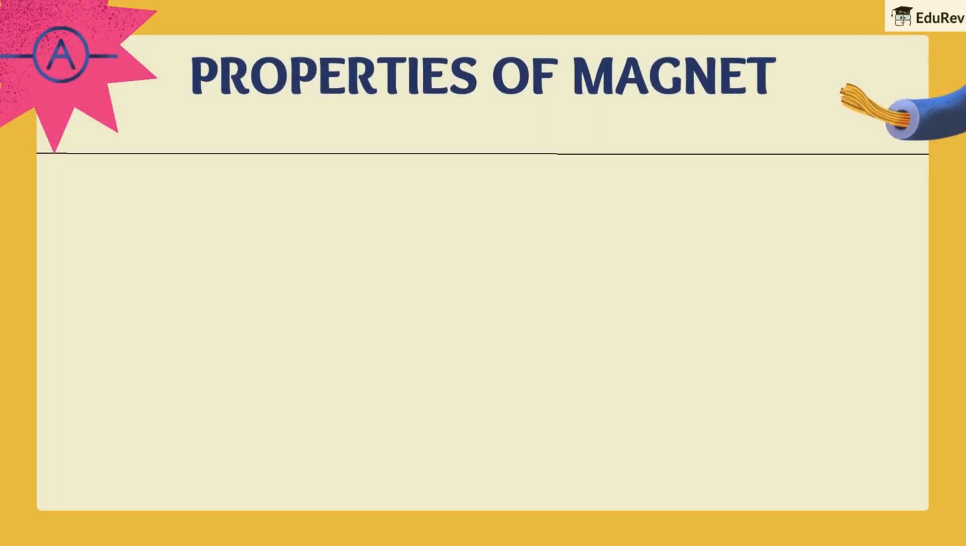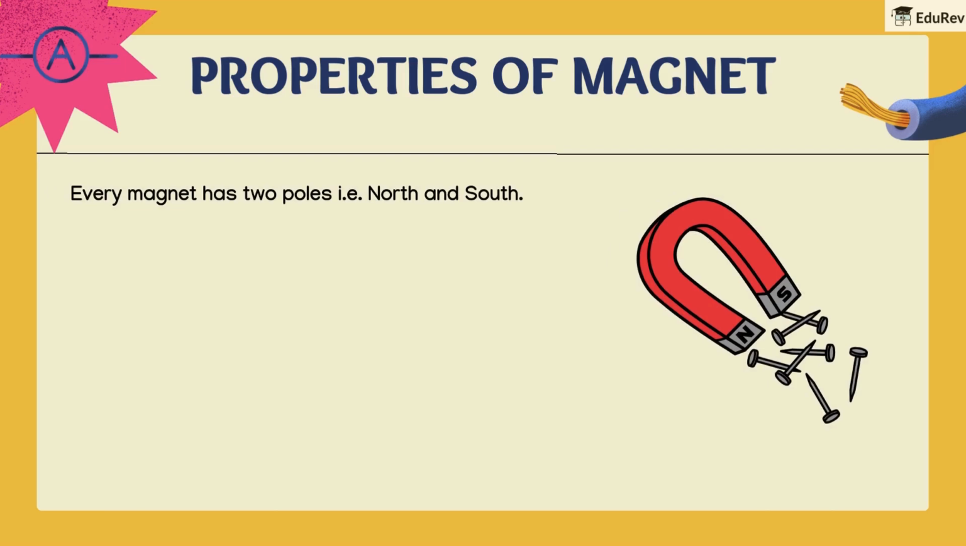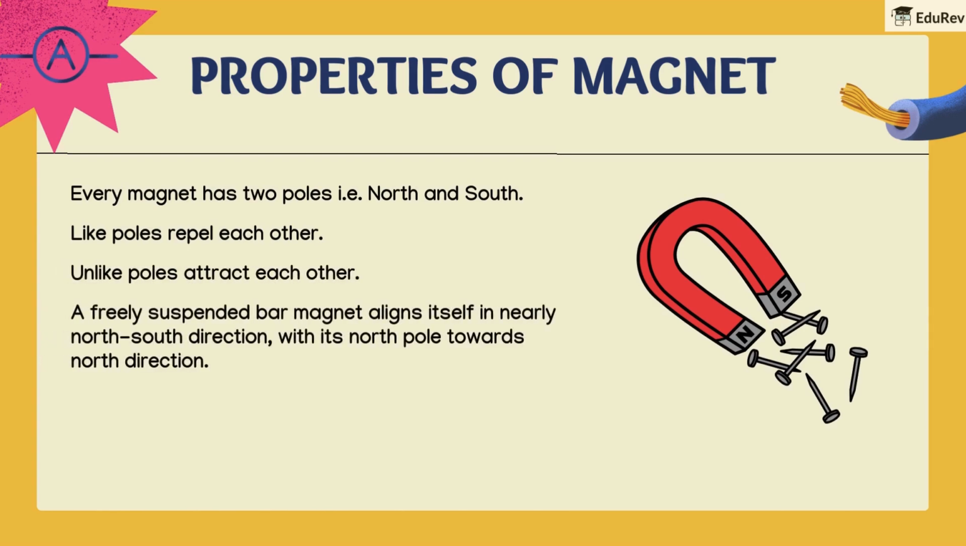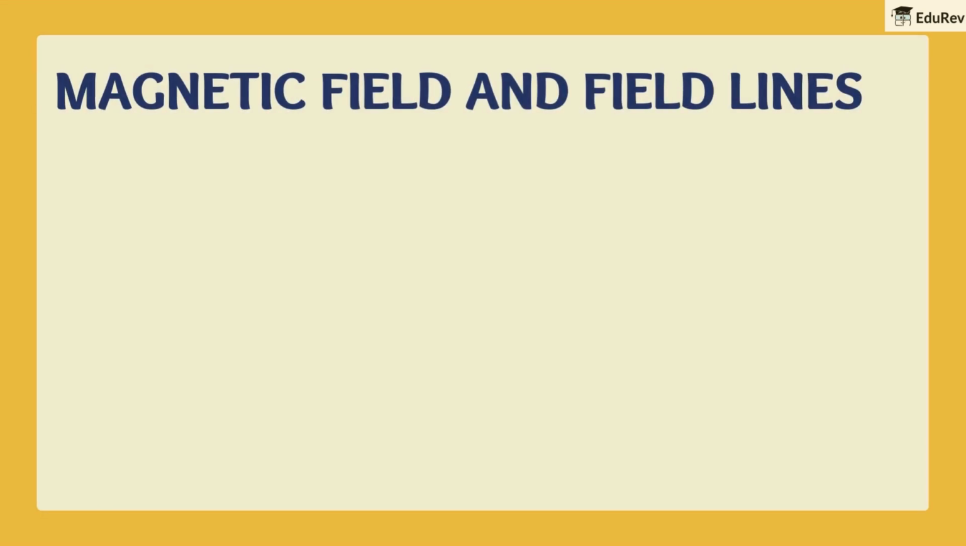Properties of magnet. Every magnet has two poles, i.e., north and south. Like poles repel each other, unlike poles attract each other. A freely suspended bar magnet aligns itself in nearly north-south direction, with its north pole towards north direction. Magnetic field and field lines.